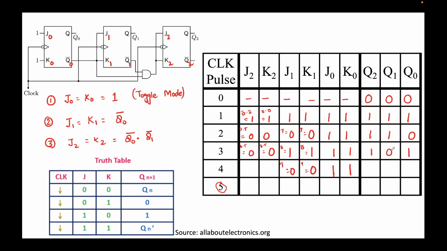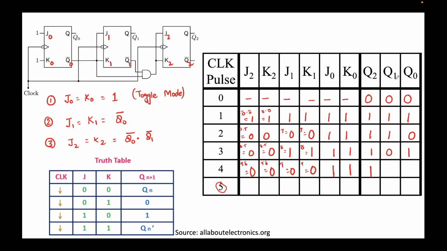J2, K2 is Q0 bar times Q1 bar. So Q0 bar is 1 bar, times Q1 bar which is 0 bar. The 0 bar dot 1 bar will come out to be 0, and this same 0 bar dot 1 bar will again turn out to be 0. So J2, K2 both are 0. This means Q2 will be the same as the previous state. So Q2 will not change. The previous state was 1, the final state will also be 1.